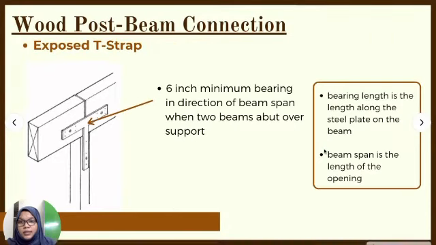The second one is the exposed T strap. For this, we use a 6-inch minimum bearing in the direction of beam span when two beams abut over a support. So you can see there are two different beams here, and if there are two beams, we must use at least a minimum bearing of 6 inches. Bearing length is the length along the steel plate on the beam. Beam span is the length of the opening, the other beam.